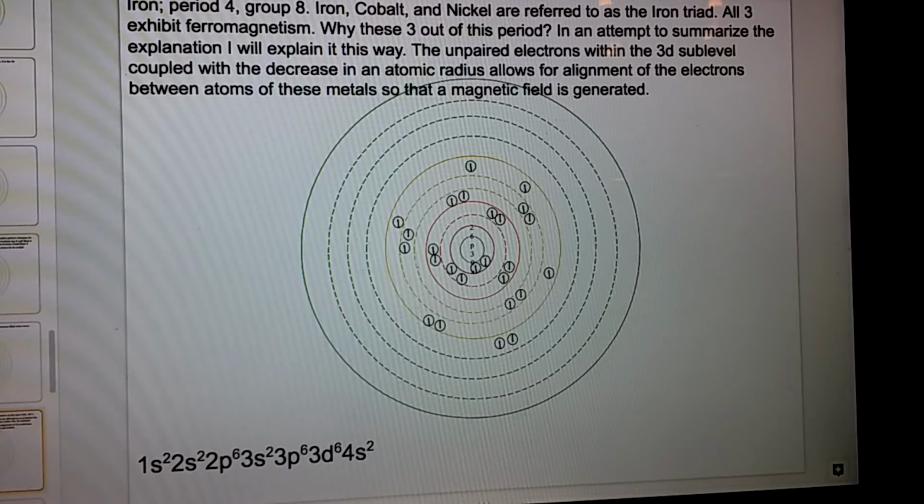Iron, cobalt, and nickel are referred to as the iron triad. All three exhibit ferromagnetism. Why are these three out of this period? In an attempt to summarize the explanation, I'll explain it this way. The unpaired electron within the 3d sublevel coupled with the decrease in an atomic radius allows for alignment of the electrons between atoms of these metals so that a magnetic field is generated.